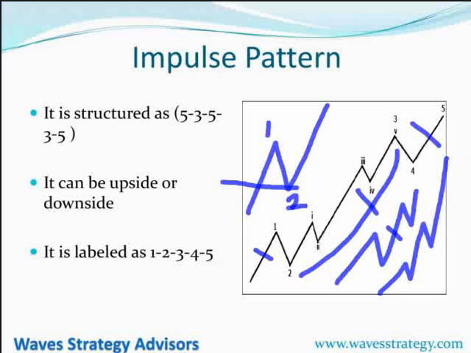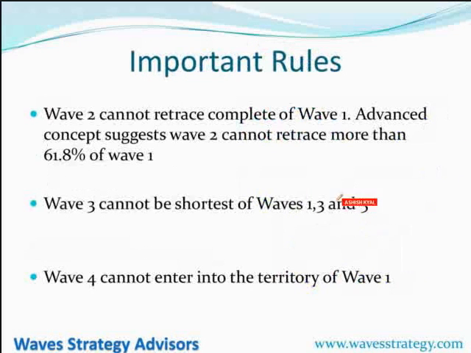This is rule number 2, which has to be followed. If it is shorter than both the waves, then my wave counts will not be valid as 1, 2, 3, 4, 5.